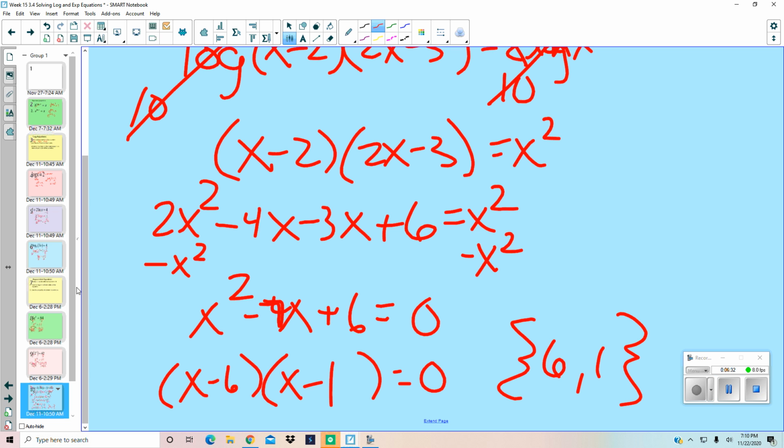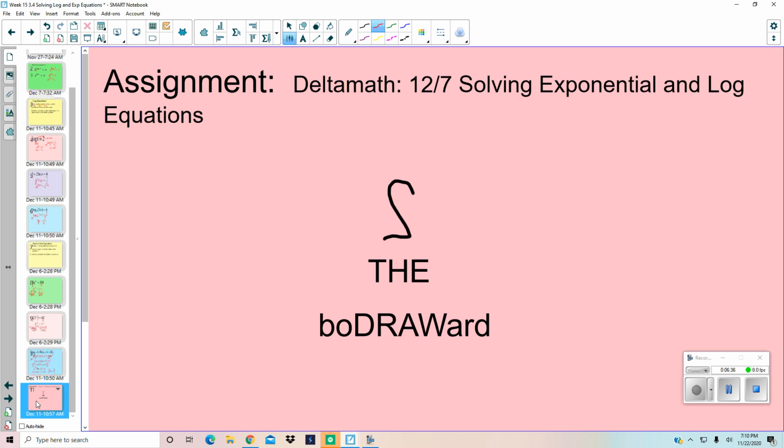Okay, when you have a quadratic, you have two answers for a possibility. So you're going to go to Delta Math and do the solving exponential equations and logarithmic equations assignment.